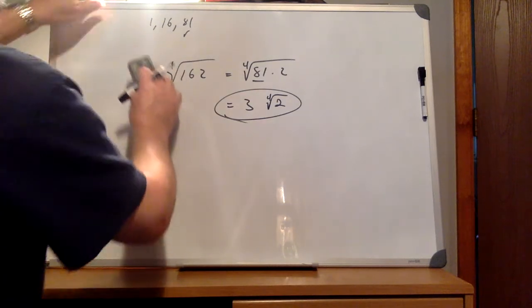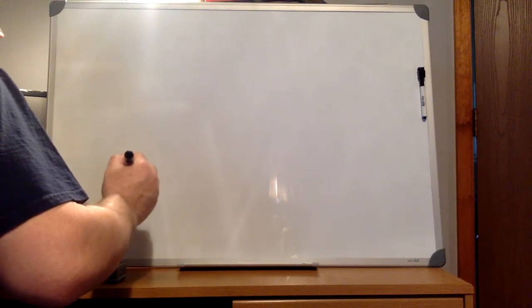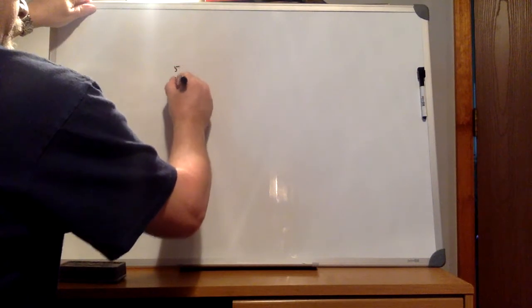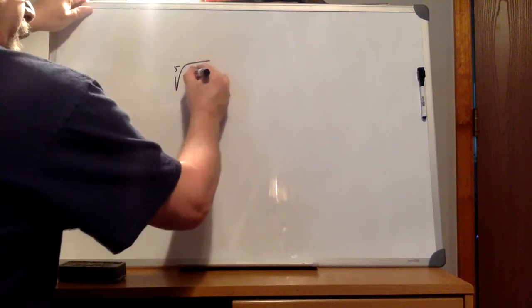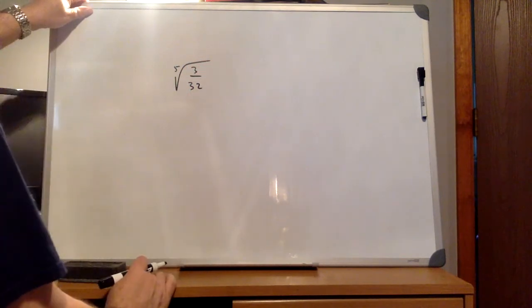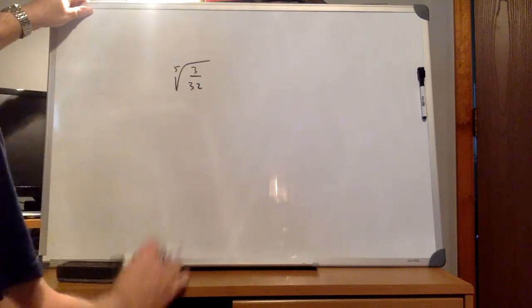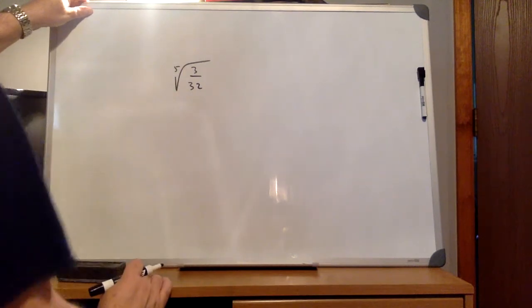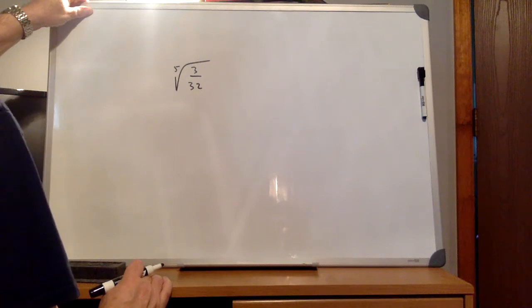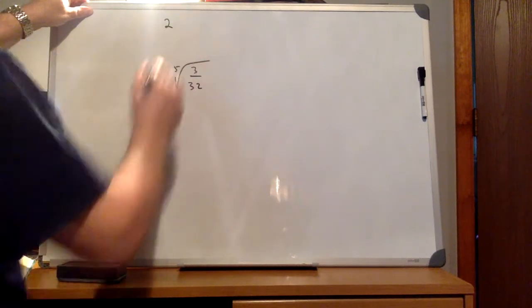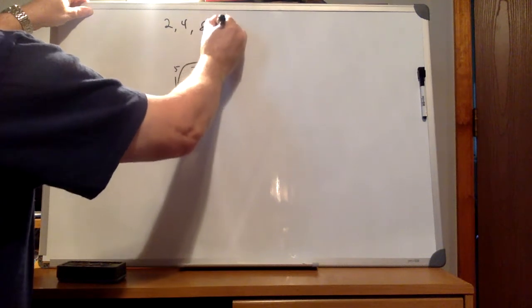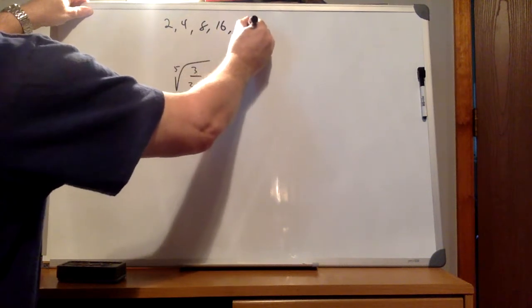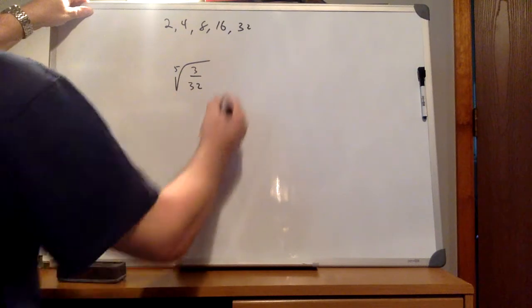Let's even go farther here. Let's say I have the fifth root. And let's make this 3 over 32. Right. So let's list some powers of 2, because 32 might be one of those. 2 to the first power is 2. 2 to the second power is 4. To the third is 8. To the fourth is 16. To the fifth is 32. So this is a perfect fifth power.